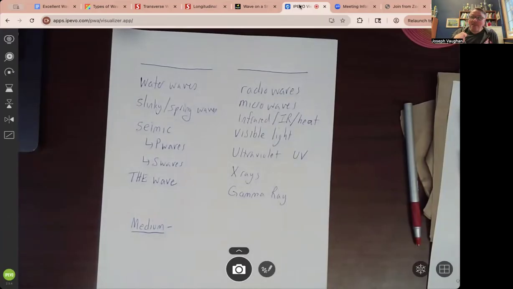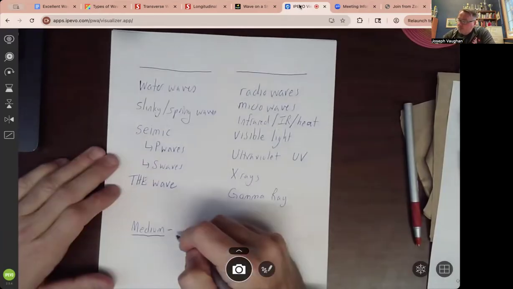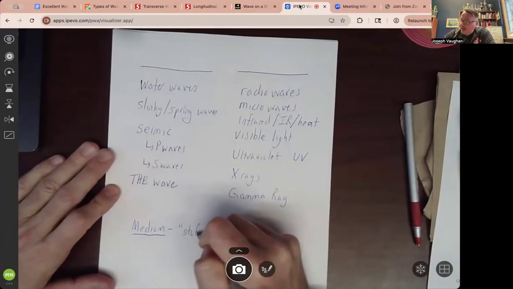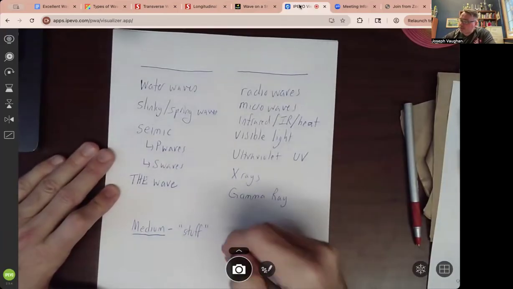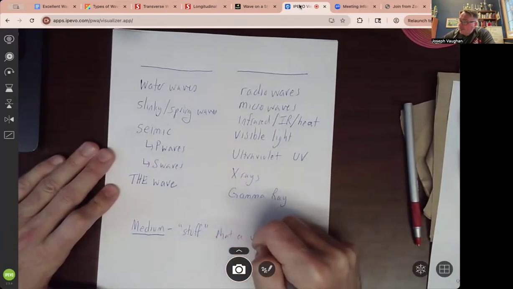In the same way, a medium for a wave is the stuff that a wave travels through. And for lack of a better word here, I am just going to use the word "stuff," in quotes, that a wave travels through.